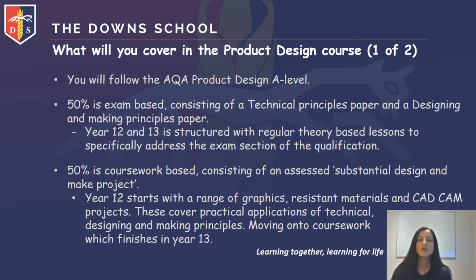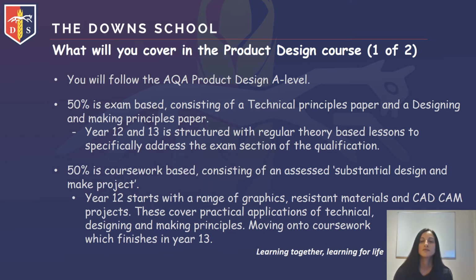Okay, I'm now going to take you through what you will cover as part of the Product Design A level at the Downs School. So we follow the AQA exam board, which is the same exam board as we study at GCSE, okay, in which 50% of the qualification is assessed by exams and the other 50% by coursework. So if we look at the 50% exam based first, that consists of 2 exam papers.